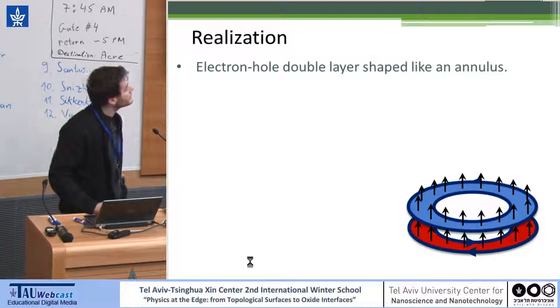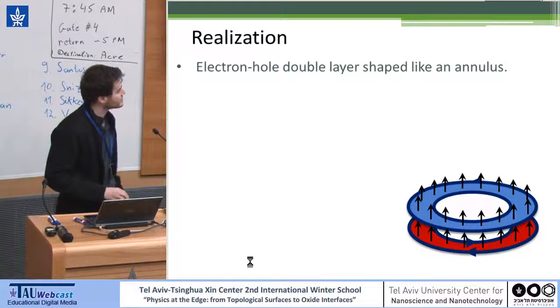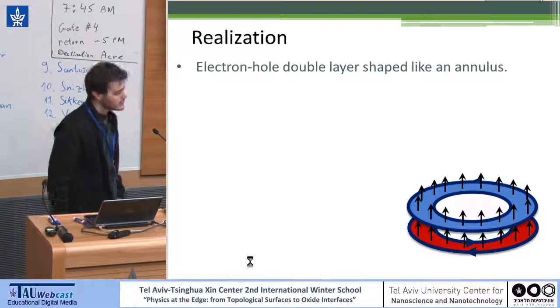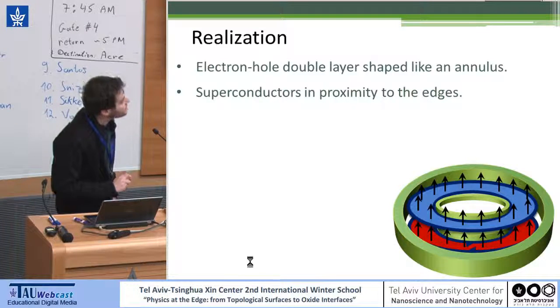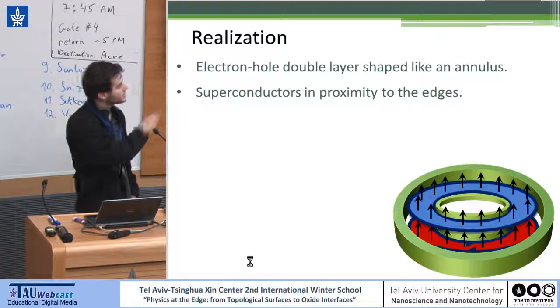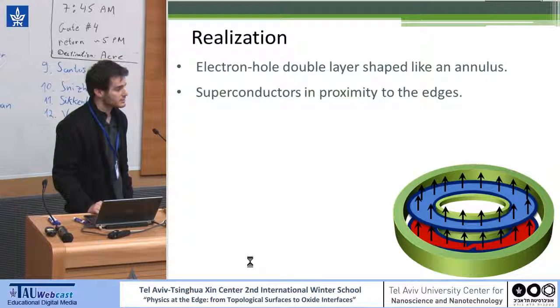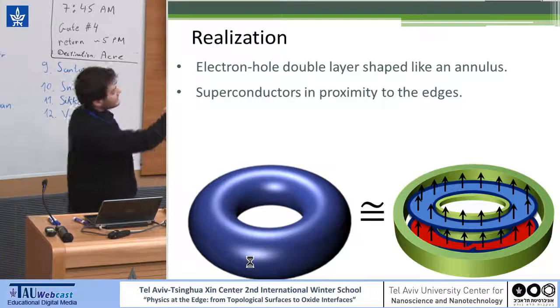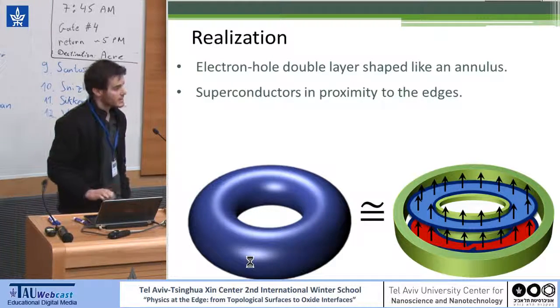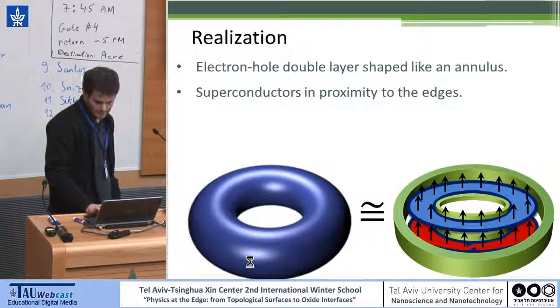We start with an electron-hole double layer, and we shape it like an annulus, and we put it in the fractional quantum Hall regime, so there are strong magnetic fields here. And now what we want to do is to put superconductors in proximity to the external and the internal edges. And what I would argue, and obviously there are many details involved, is that this system is the same as that one. So now that we have this system, we want to access the degeneracy.